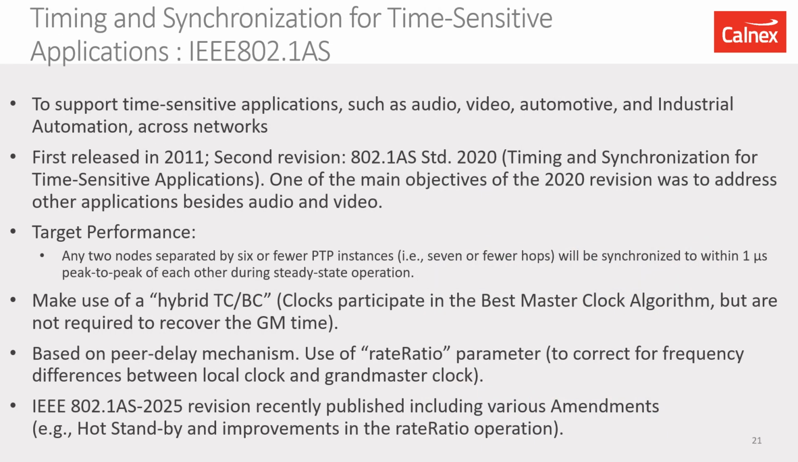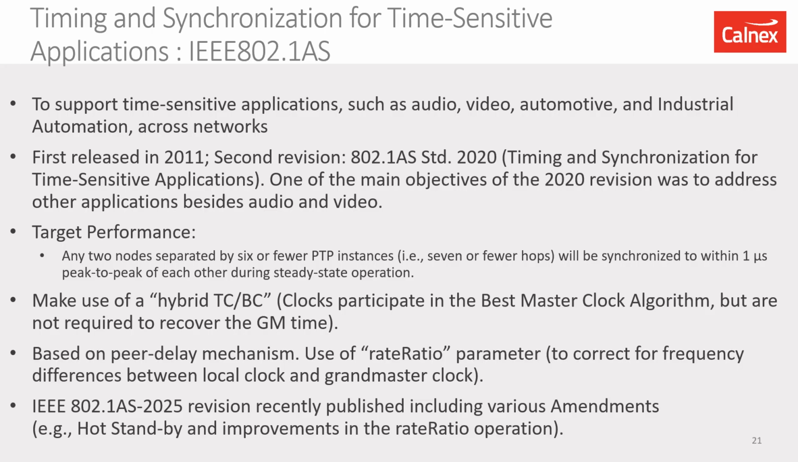Another important example of a PTP profile is what has been defined by IEEE 802.1AS. This is a profile that is important for applications such as audio, video, automotive, and industrial automation. There have been several releases. The first one was in 2011, and the second one in 2020 was extending the field of application of the profile. The first one was really focusing only on audio and video.